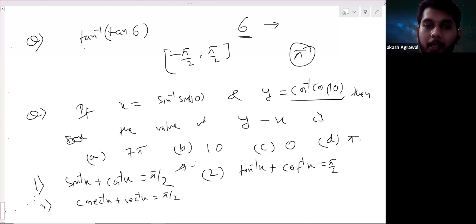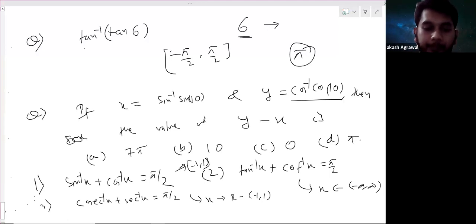x की वैल्यू यहाँ पर तो -1 से 1. Here x belongs to minus infinity से infinity. Here x belongs to R minus (-1, 1). Okay. Yes, yes, sir. Write it down.